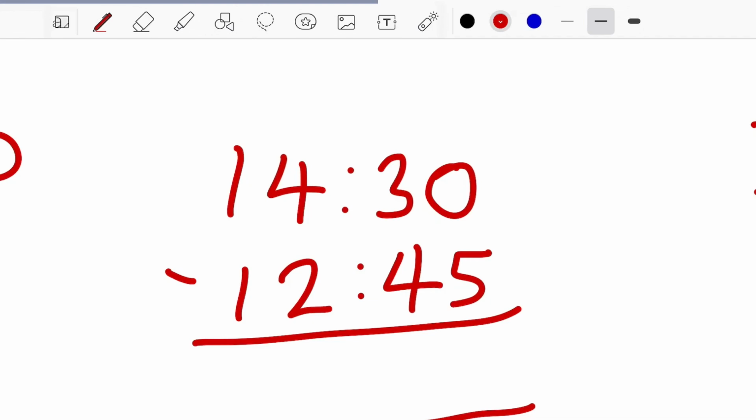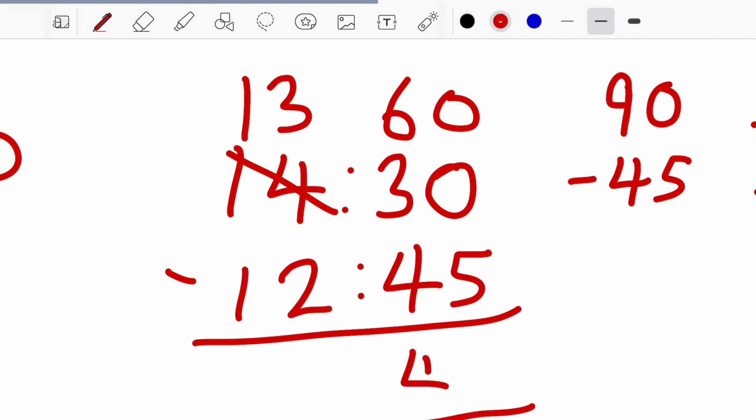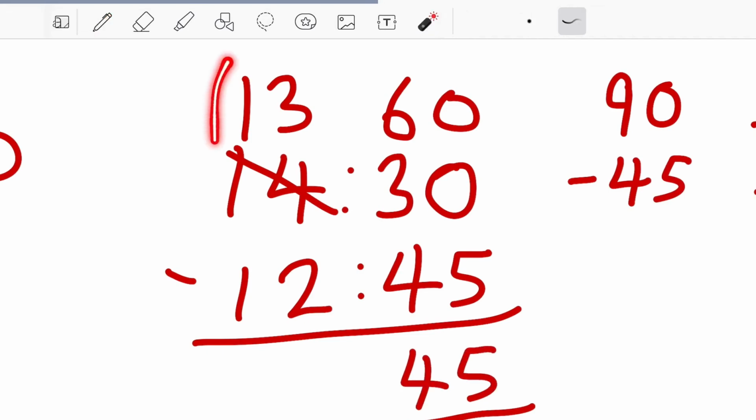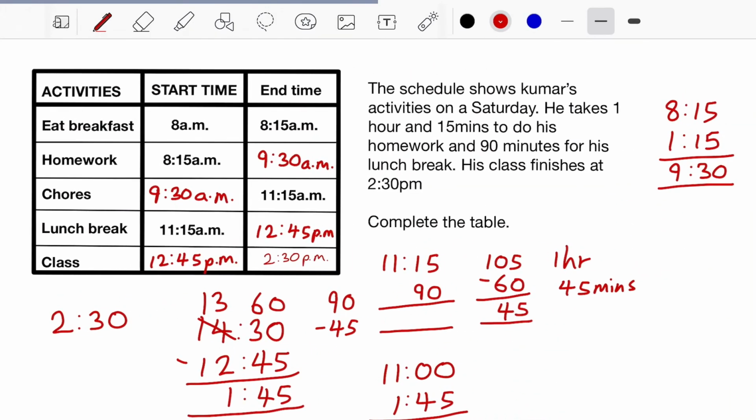So 30 cannot take away 45, so we borrow from the 14, we remain with 13. We bring across 1 hour, 60 minutes. 60 plus 30 is 90. 90 take away 45 is 45, so we put that here. 13 take away 12 is 1. So that's 1 hour and 45 minutes. So if we had to work out the duration, that is one way we can work it out.